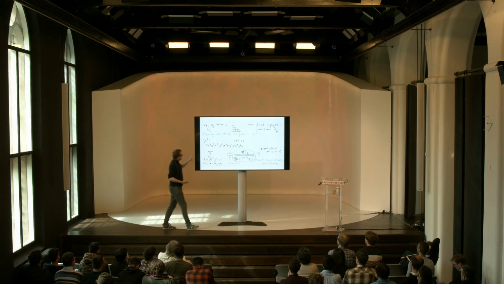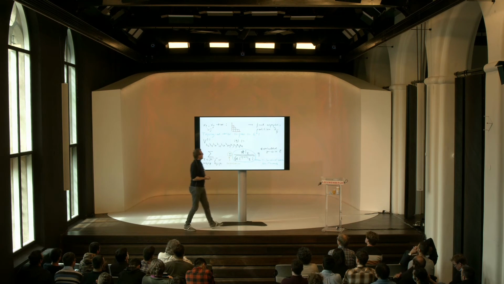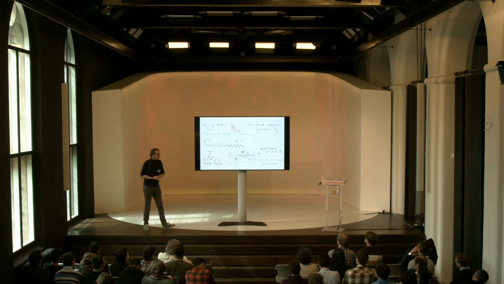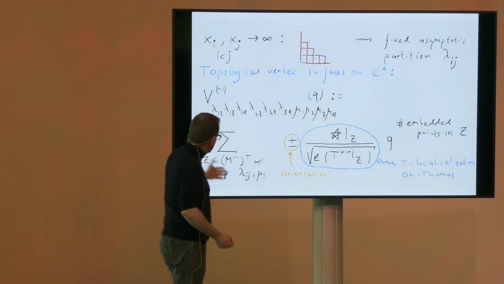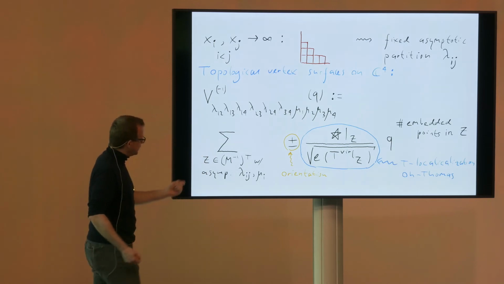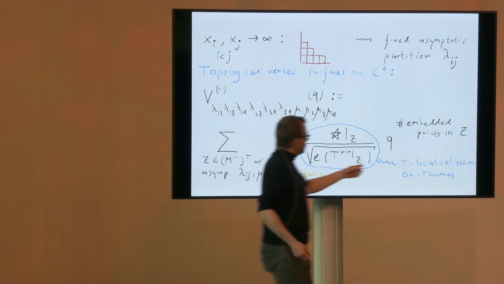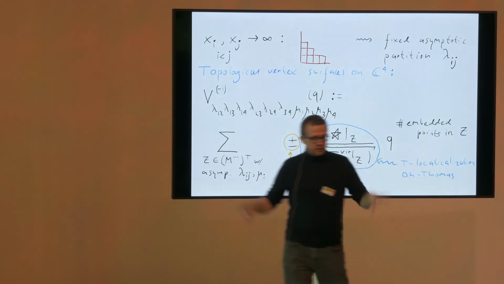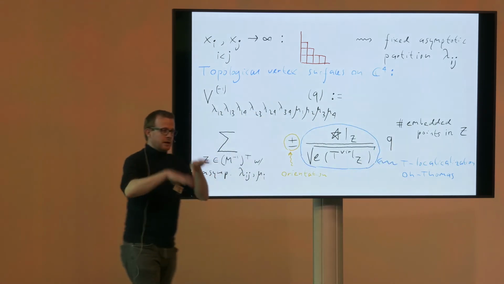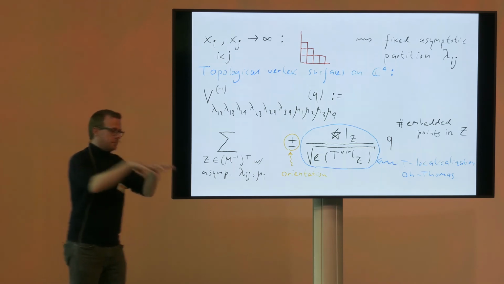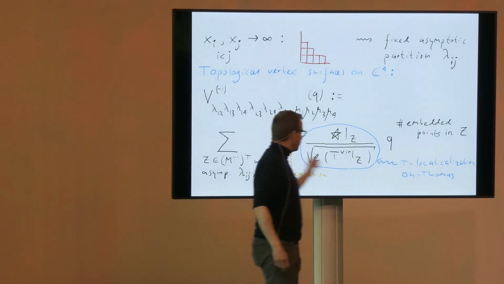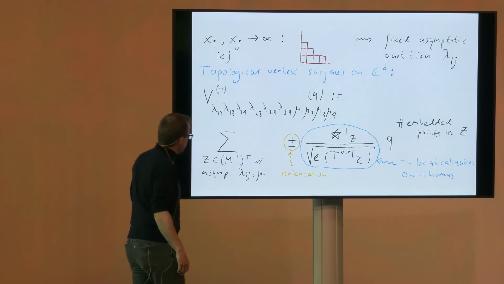Okay, so then what we do is we define the topological vertex for C4. The way it's defined is you sum over all the two-dimensional subschemes where this asymptotics is fixed, and you weigh them by q to the power the number of embedded points. So we fix the asymptotics at infinity, but we are allowed to stick in as many points, embedded points, as we want. And then there are two features.